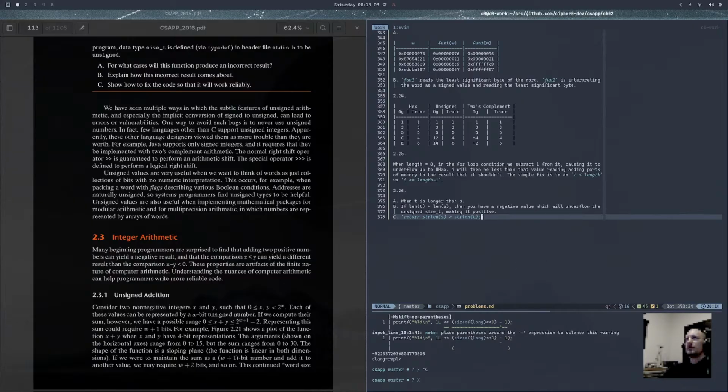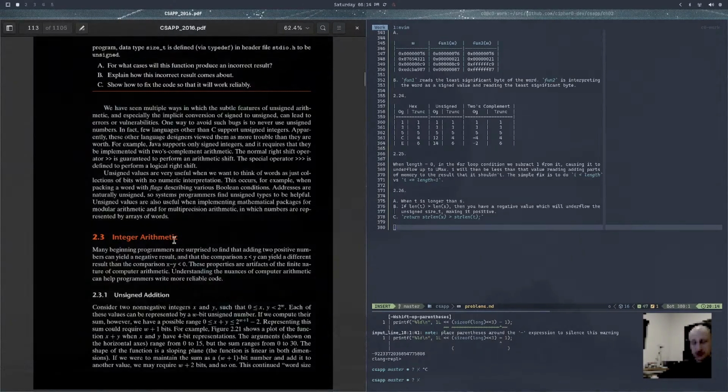Alrighty. So we finished 2.2.6. Okay, we're starting on a new section, integer arithmetic. Many beginning programmers are surprised to find that adding two positive numbers can yield a negative result, and that comparisons x minus y can yield different results than comparisons x minus y is less than 0. These properties are artifacts of finite nature of computer arithmetic. Understanding the nuances of computer arithmetic can help programmers write more reliable code.